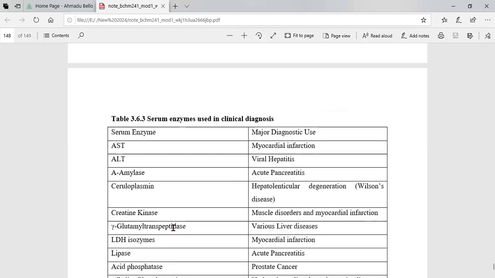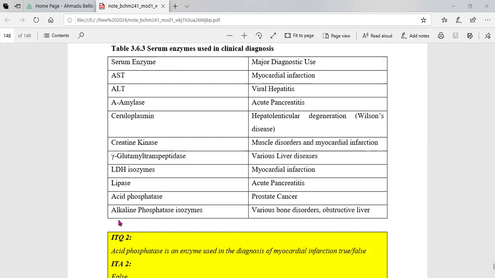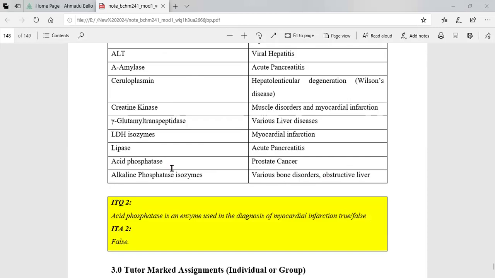For serum enzymes used in clinical diagnosis, these are the serum enzymes here, and these are the major diagnoses. For AST, myocardial infarction; ALT, viral hepatitis; alpha amylase, acute pancreatitis; ceruloplasmin, hepatolenticular degeneration or Wilson's disease; and alkaline phosphatase, which is a diagnostic marker for various bone disorders and obstructive liver disease.